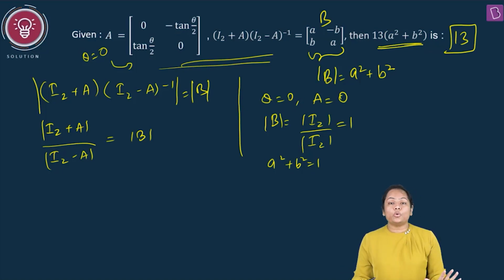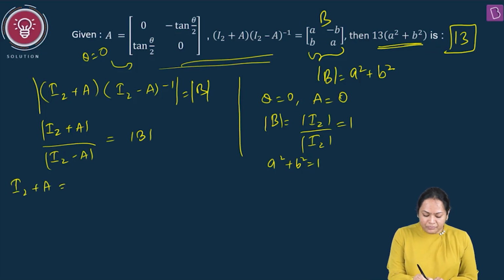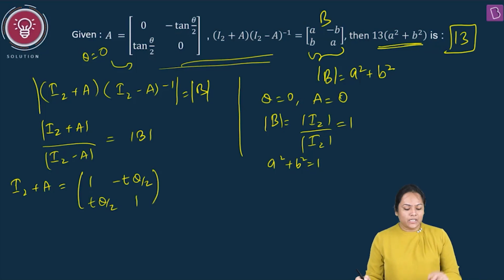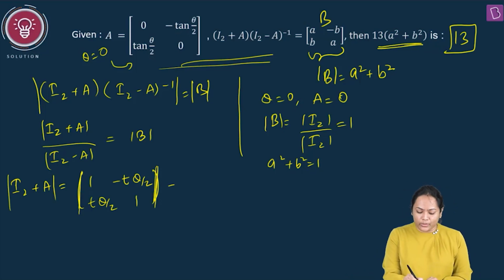While if you don't want to substitute the values, we can directly find the determinant of I2 plus A, which is also not difficult. Well, I2 plus A is what? When you add identity with A, it's going to be [1, minus tan theta by 2; tan theta by 2, 1]. So when you take the determinant, the determinant value of I2 plus A will be equal to 1 plus tan square theta by 2, or if you want, you can write this as sec square theta by 2.